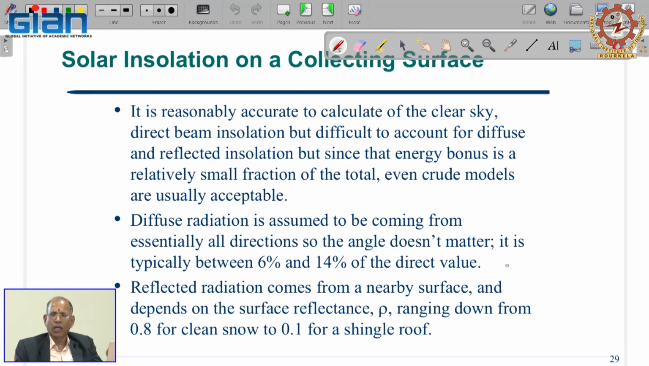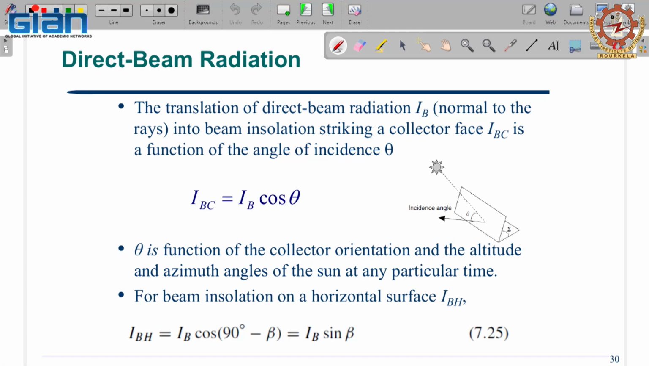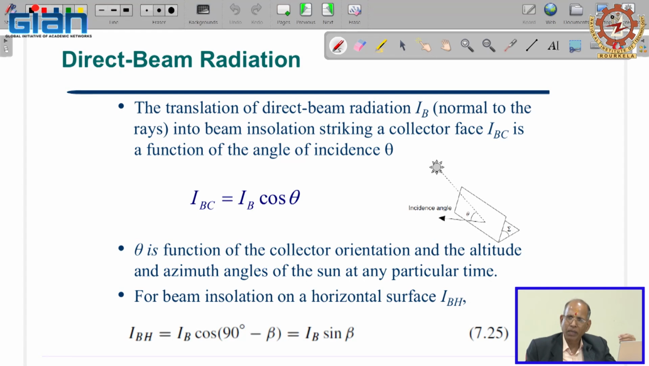So this reflectance will depend upon the surface. Now we talked about the IB beam. The beam may not fall perpendicular to the surface, so we will be interested in the beam falling on the collector. I have to look at this term a little bit carefully.